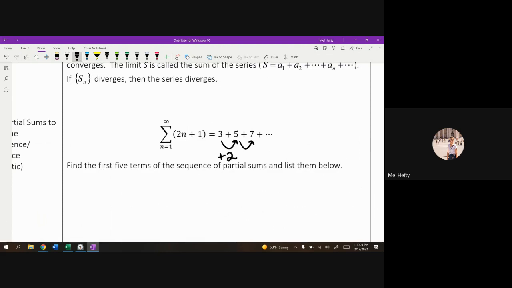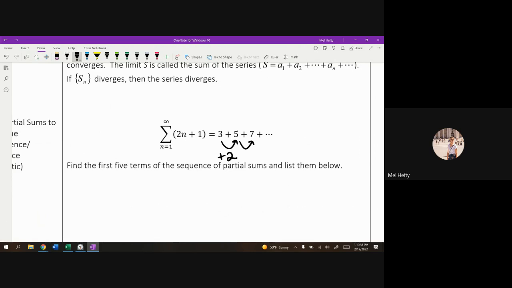So for arithmetic sequences, they're always going to be like that, where they add or subtract the same number every time. So if you had to predict the next term, what would the next term in this series be? 9. Wow. All right.